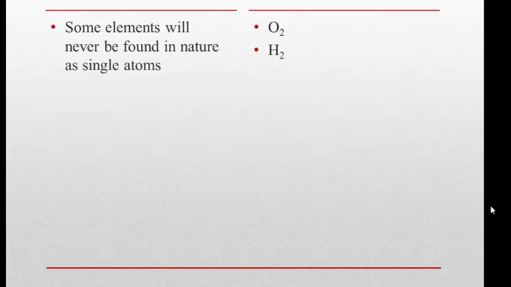Some elements will never be found in nature as single atoms. Examples are oxygen and hydrogen. They always exist as what is called a diatomic molecule. Oxygen gas always exists as O2. Same with hydrogen, which always exists as H2.